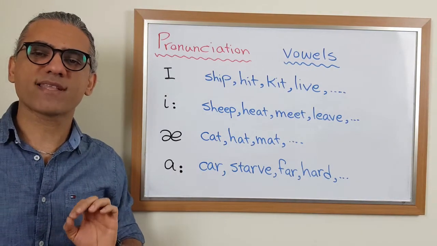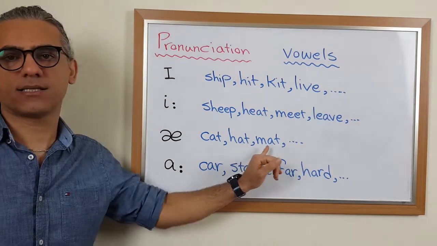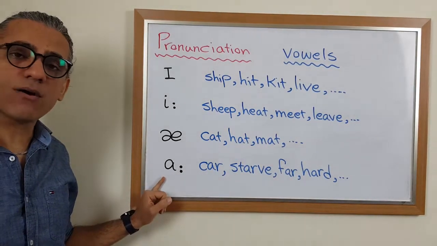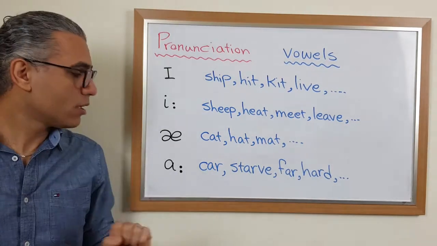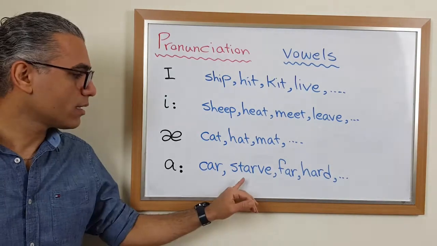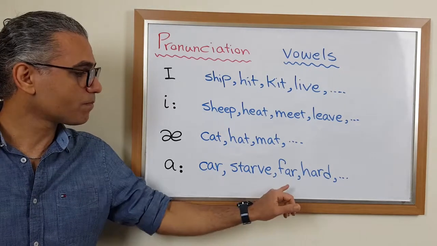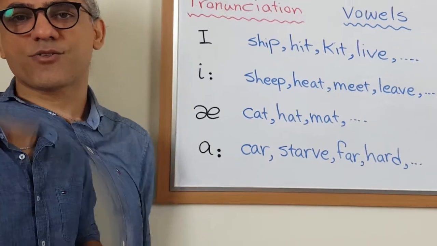It is pronounced a, like cat, hat, mat, and so on. The next vowel is a long one. It is pronounced ah, like car, I'm driving a car. Starve, I'm starving, I need to eat. Far, hard, and so on.